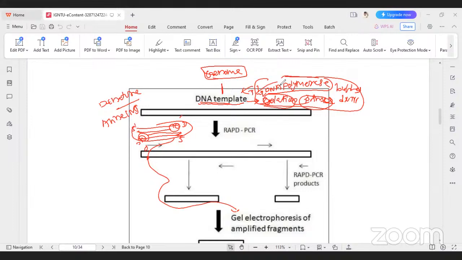Another limitation: RAPD primers are relatively very short, so a mismatch of even a single nucleotide can prevent the primer from annealing, and there is loss of a band. If the primer is complementary to the template strand but any one nucleotide is mismatched, it does not act as complementary. As it does not act as complementary, there is no annealing and no extension.